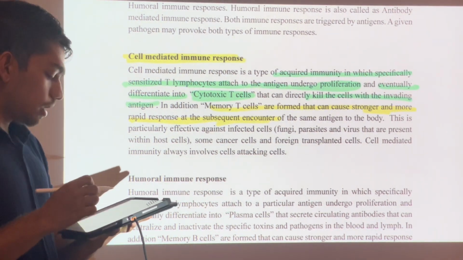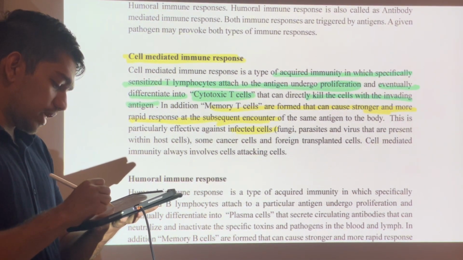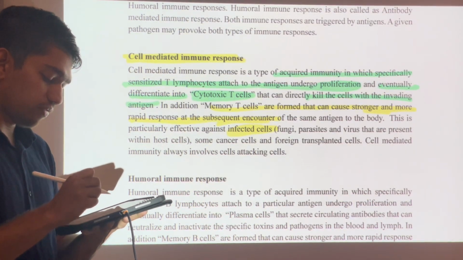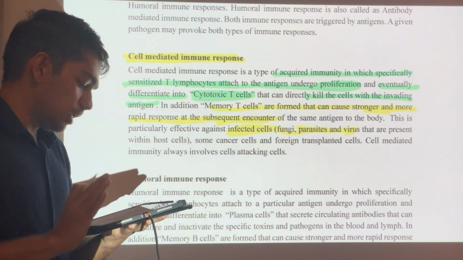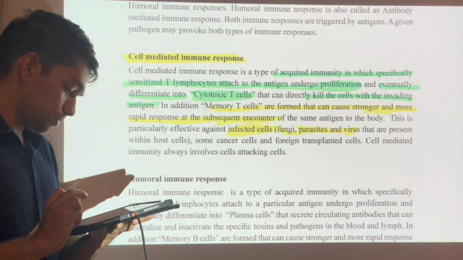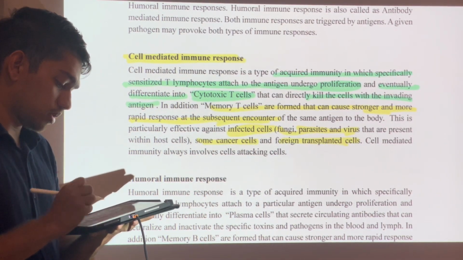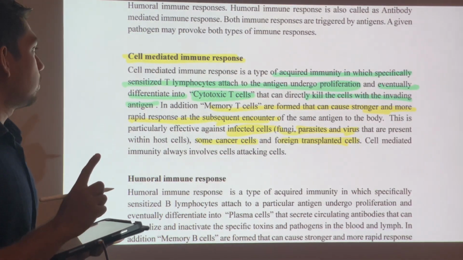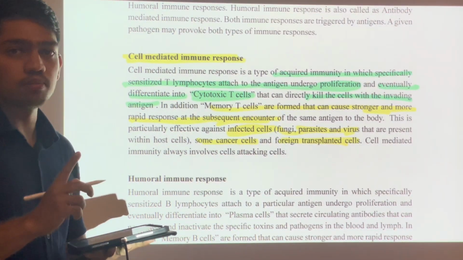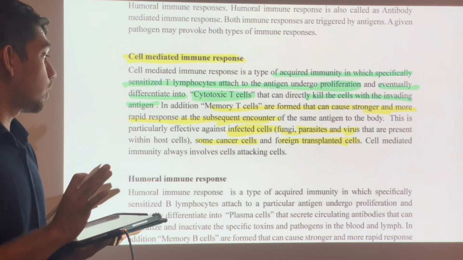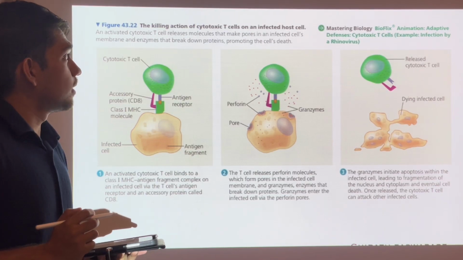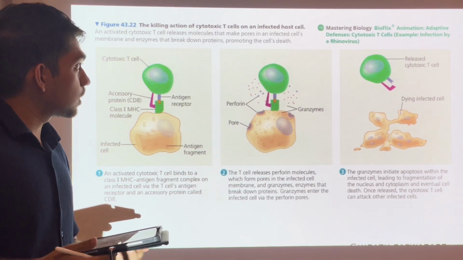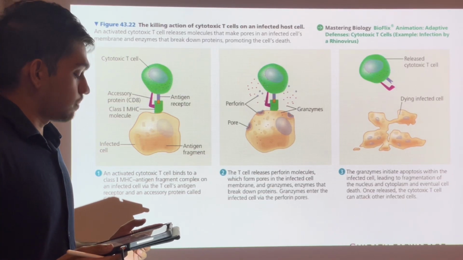Okay, so the cell mediated immune response is particularly effective against infected cells, right? If a fungus, parasite or a virus is already inside body cells, T lymphocytes are the best ones to respond to that, right? The other examples are cancer cells and foreign transplanted cells. So the T lymphocyte mediated response, or the cell mediated immune response, always involves cells attacking cells. This diagram basically shows how this cell mediated immune response takes place by the effector form of the T cell, which is known as what? The cytotoxic T cells, right?